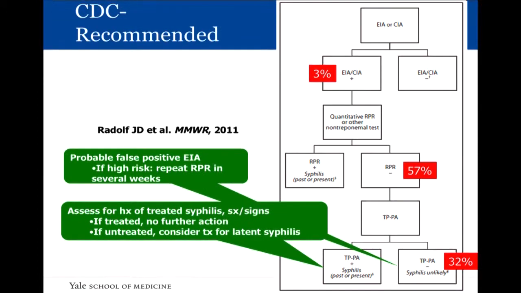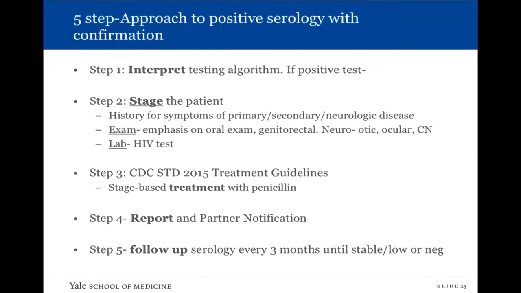These numbers are just to say, in the large hospital studies, 97% of the initial tests were negative, 3% were positive, and you can see as it goes down the line that at the bottom, 32% of the TPPAs that were negative meant that really 32% of the initially positive EIAs ended up being false positives. So that gives you an idea of how often this happens. Some treponemal tests have lower false positive rates, and those are all published.